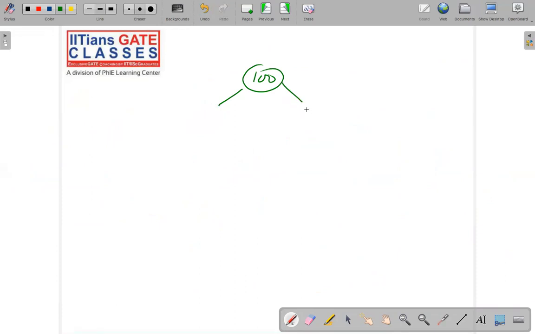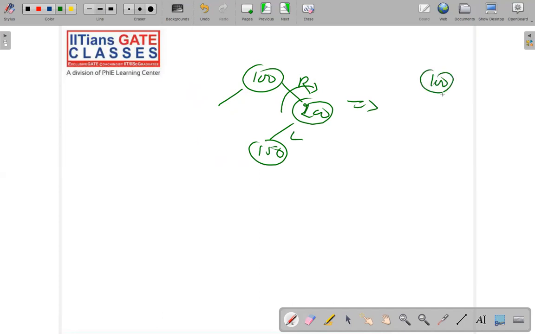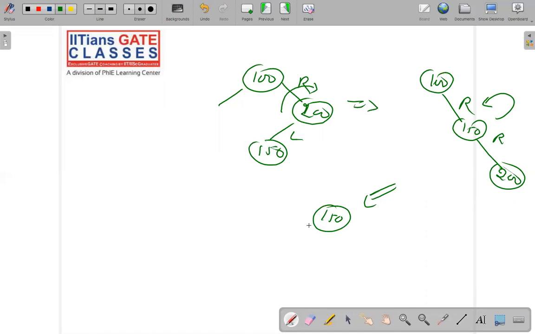100, 200, 150. What is the problem? It is RL. So that is why we will apply right rotation here first. After right rotation, it will look like 100, 150, and 200. Then it's RR now. We will do left rotation on 150. So 150 will become the root, 100 will come here, and 200 will come here.